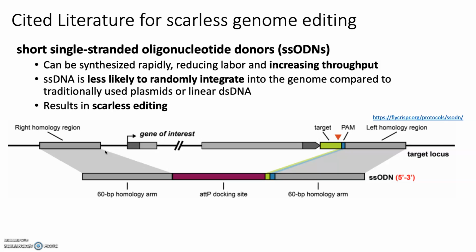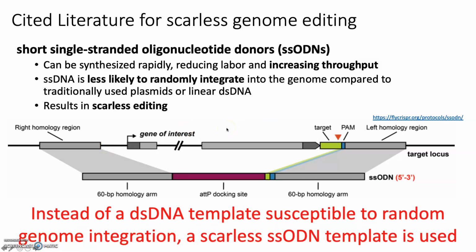And the reason they do this, they hypothesize many of these papers, is that it's unlikely that a single-stranded DNA will be directly or randomly introduced into the genome, unlike a double-stranded fragment or a plasmid that has been observed to do so. So the main takeaway is that instead of a double-stranded template that's susceptible to this random genome integration, a scarless single-stranded short donor is used as a template.